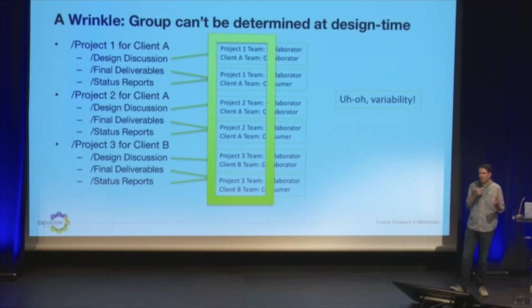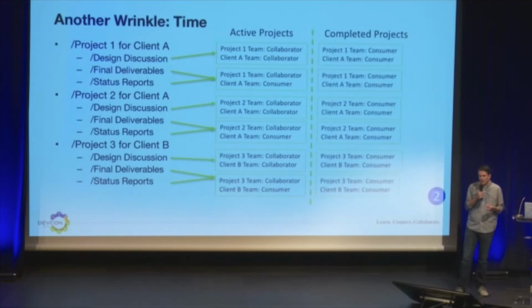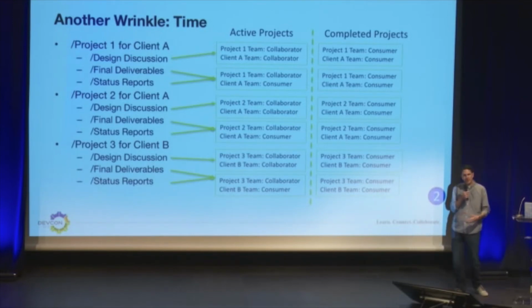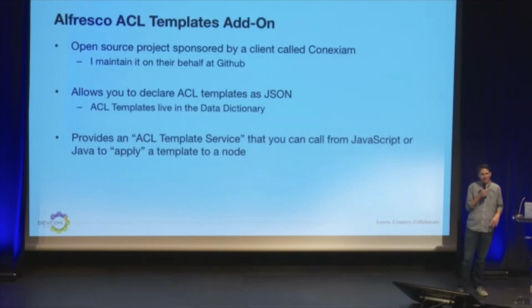So anytime we talk about an ACL template, that ACL template system has got to be able to deal with this kind of variability. There's another wrinkle. The other wrinkle is time. So this is another example of variability where your ACLs look one way when your projects are, let's say, active, and they look another way when your projects are completed.